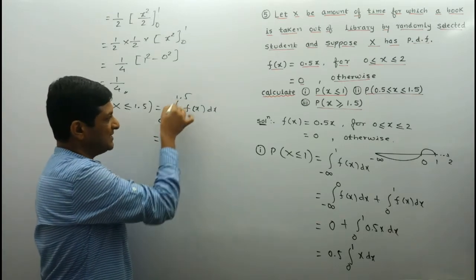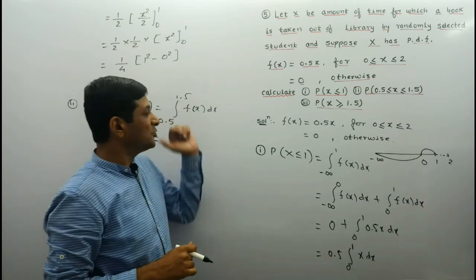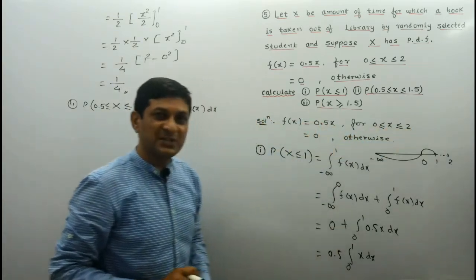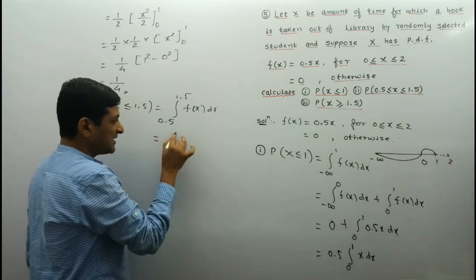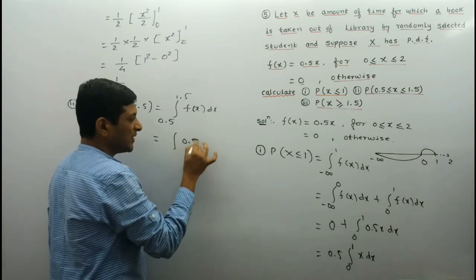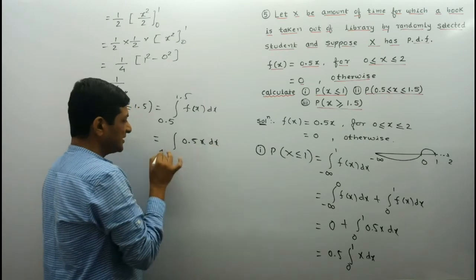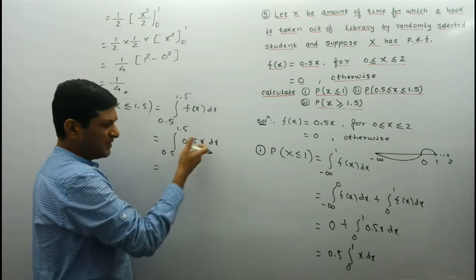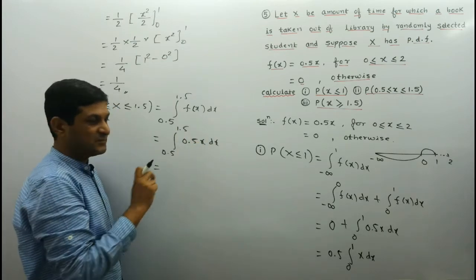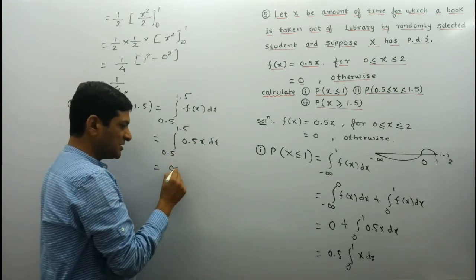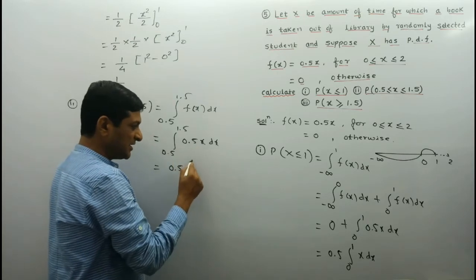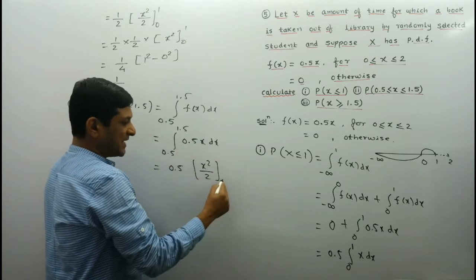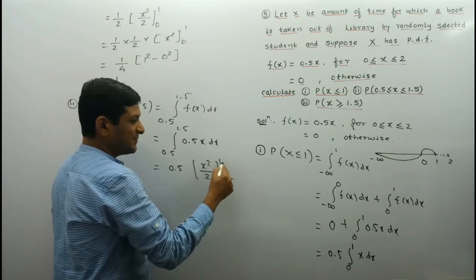So f of X in this interval, 0.5 to 1.5, lies between 0 and 2. That's why we have to use this value of f of X here, meaning f of X is 0.5 x dx. Keep the limits 0.5 and 1.5 as they are. Now we have already seen how to integrate this function. 0.5 is a constant term, keep it as it is. What is the integration of x? It will be x square upon 2. So the limits are 0.5 to 1.5.